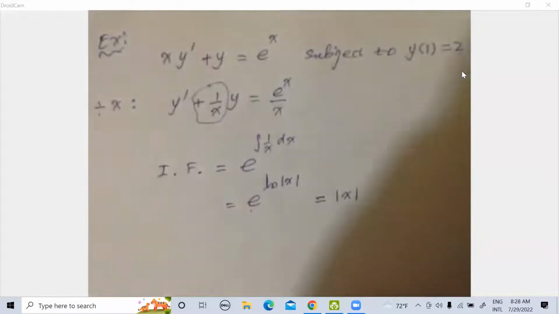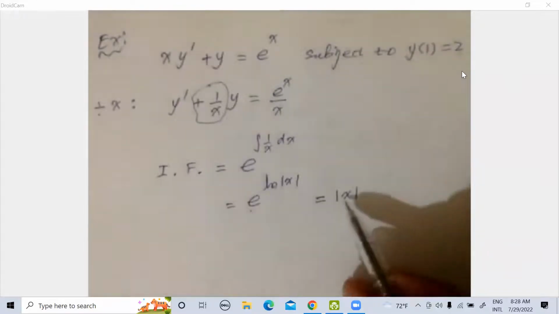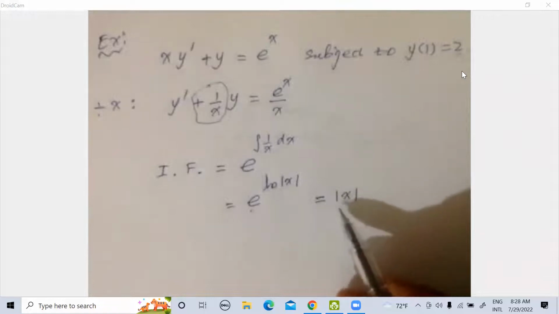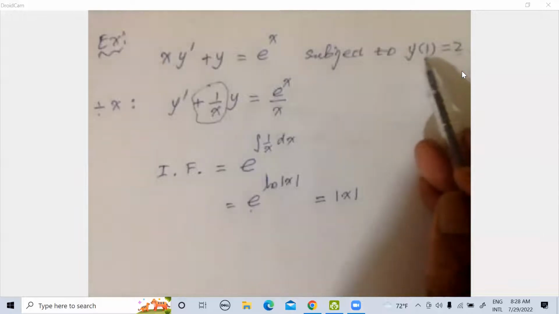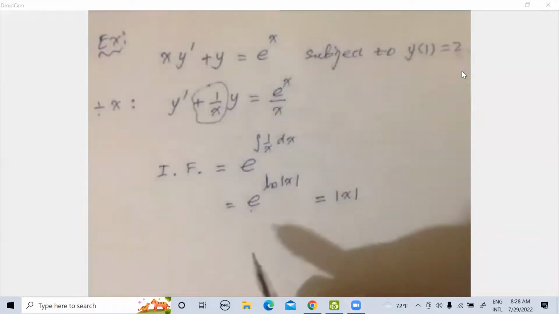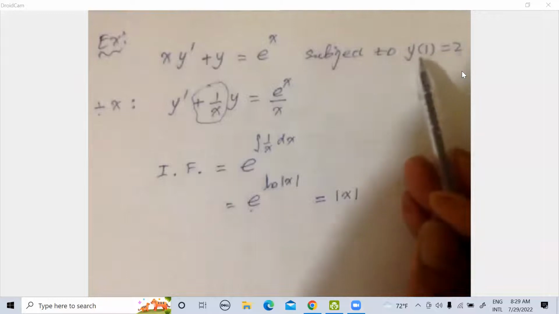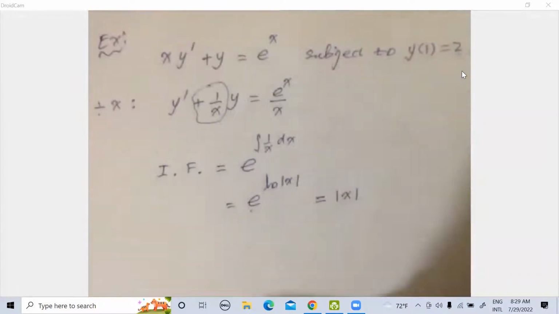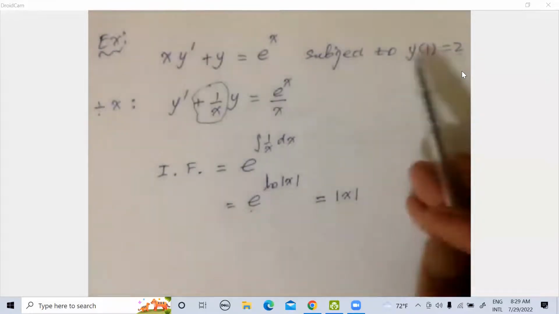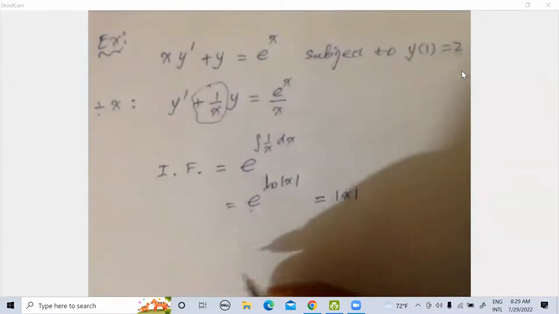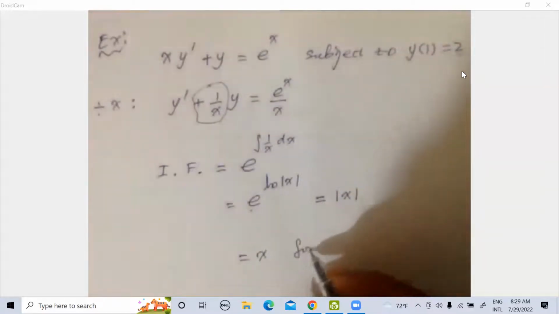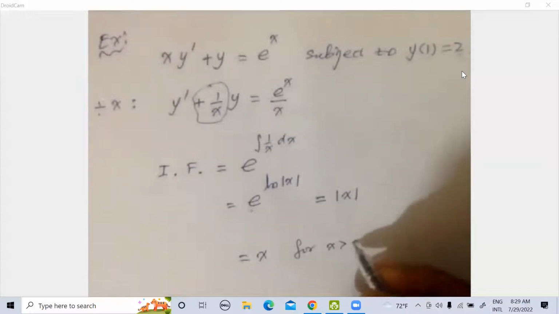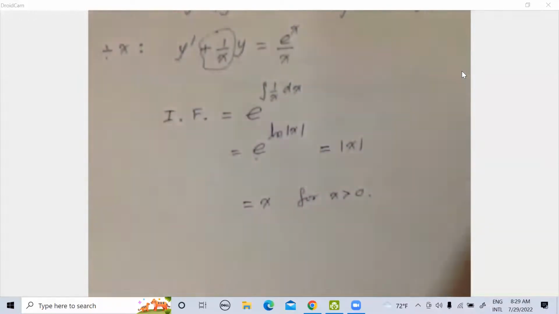But now there are two cases, x positive and x negative. Here y of 1 is given to be 2, so I need the solution where x is positive. So if I have the solution for x greater than 0, it's enough. So if I take this as equal to x for x greater than 0, the integrating factor is x now.